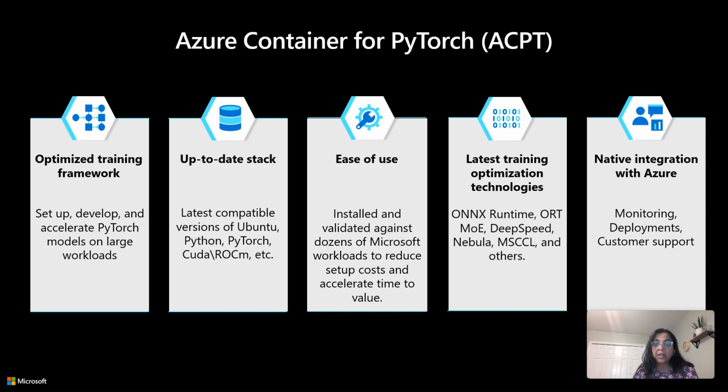And these curated environments have been validated on a large set of Microsoft 1P or internal models. And it also includes Microsoft open source training optimization libraries like ONNX Runtime and DeepSpeed, which can, when combined or composed together, give you speed ups of 54% to 163% over regular PyTorch workloads. Additionally, it is natively integrated within Azure, which means you can monitor your training jobs, you can create deployments, and you can also use the Azure customer support for any questions that you may have.